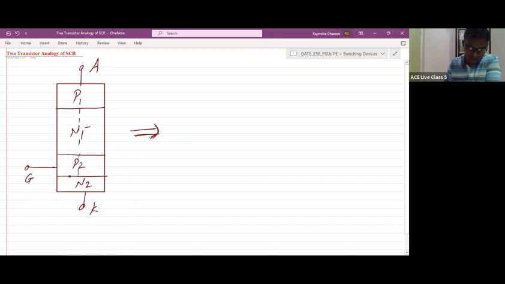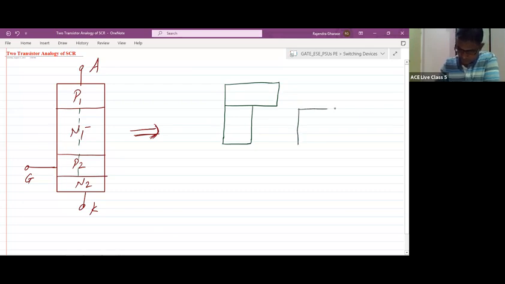That is N1 and P2, as 50% here and 50% here. So if we divide the inner two layers, then the structure will look like this. This is the structure we'll be getting.